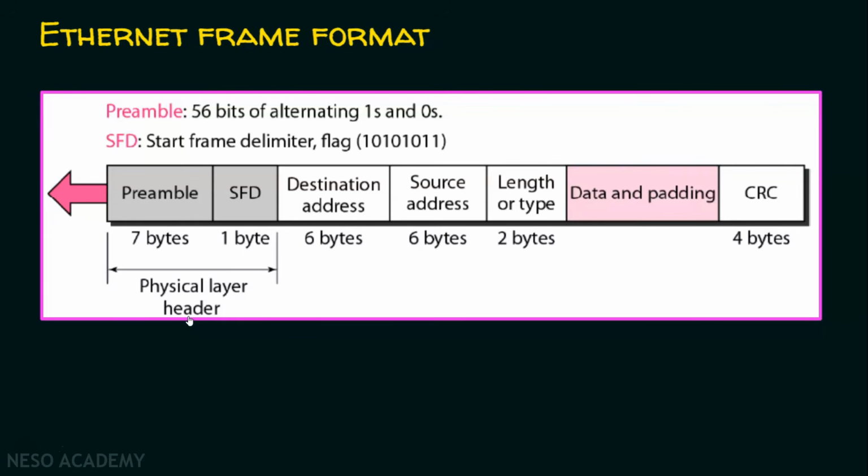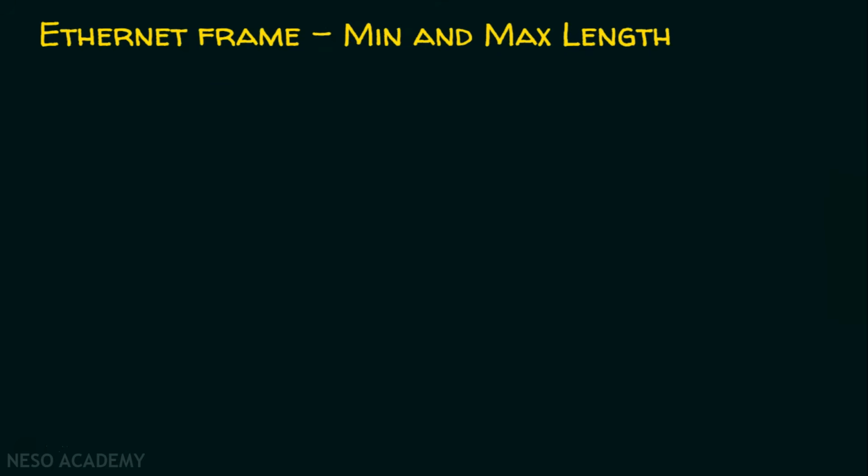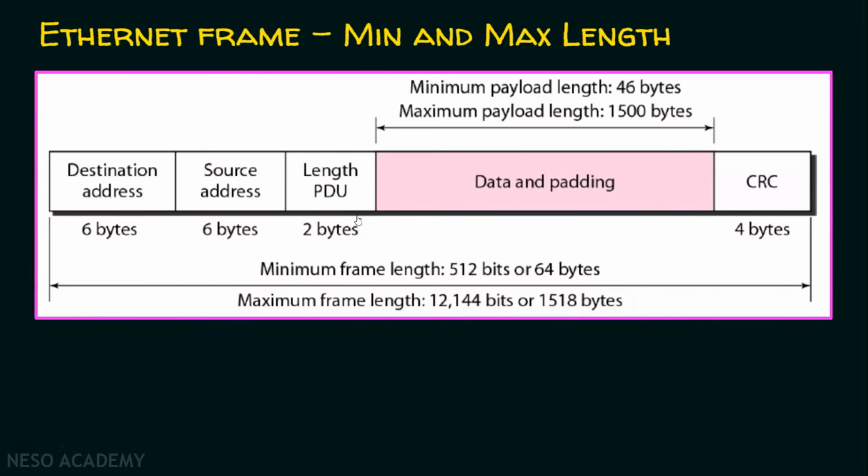Let's now see the minimum and the maximum length of the Ethernet frames. When we talk about the minimum and the maximum length of the Ethernet frame, we are ignoring the first 2 fields of the Ethernet frame. One is the preamble, the other one is the SFD, which is the start frame delimiter. Then we will take the other fields. The destination address and the source address are MAC addresses, because Ethernet is a data link layer protocol and deals with MAC addresses. And obviously the IP address will be in this part, because the network layer adds the IP address and it is placed here.